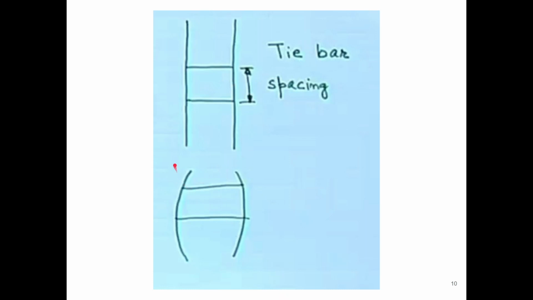This is important because if this is not present, these column reinforcements can buckle out. This is known as buckling. So to prevent this, or to provide the shear and lateral strength, we mainly provide the tie bars.